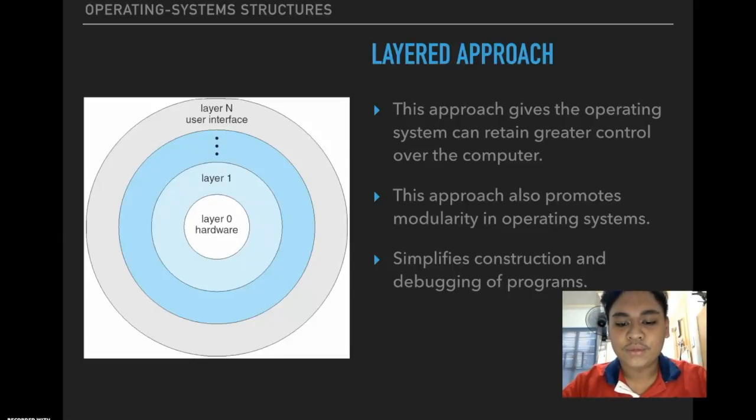immediately followed by the kernel, which interfaces with the hardware to achieve or finish the commands of the users. And the next layers are to be determined by the programmers. They can add or deduct layers as they please without altering the user interface of the operating system. And the last layer is called layer N, which is the user interface of the operating system. This is used to interact with the hardware and the software of the computer.